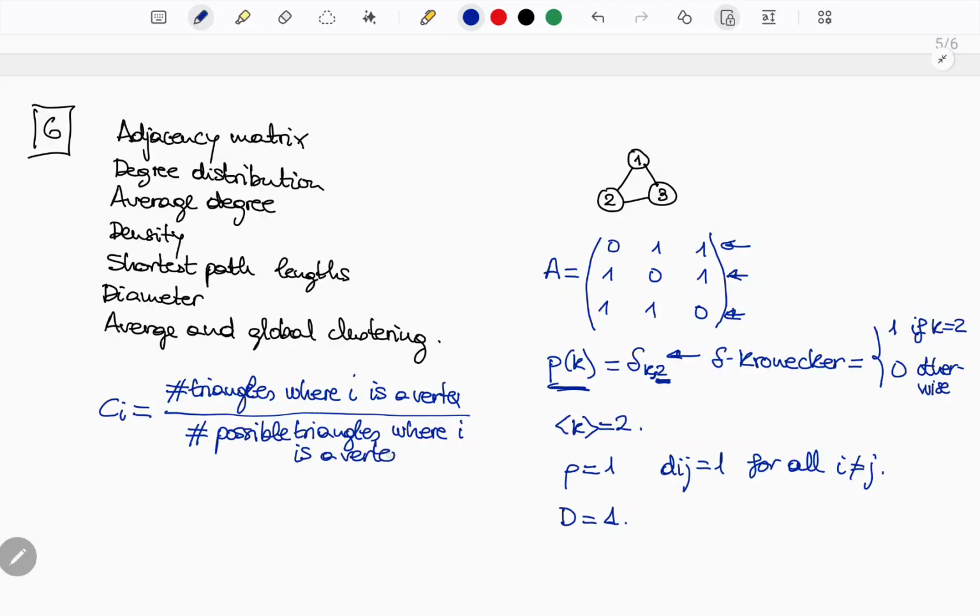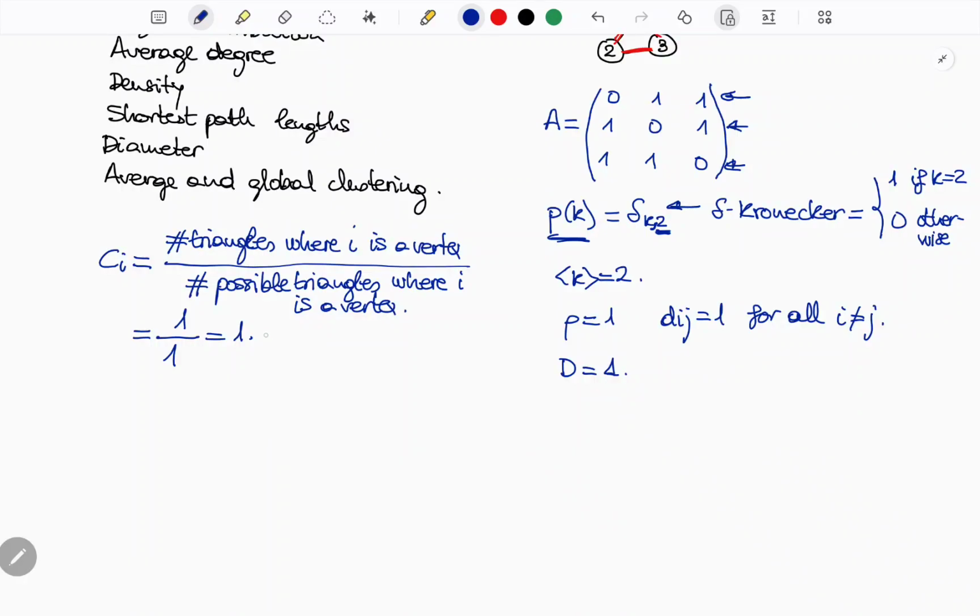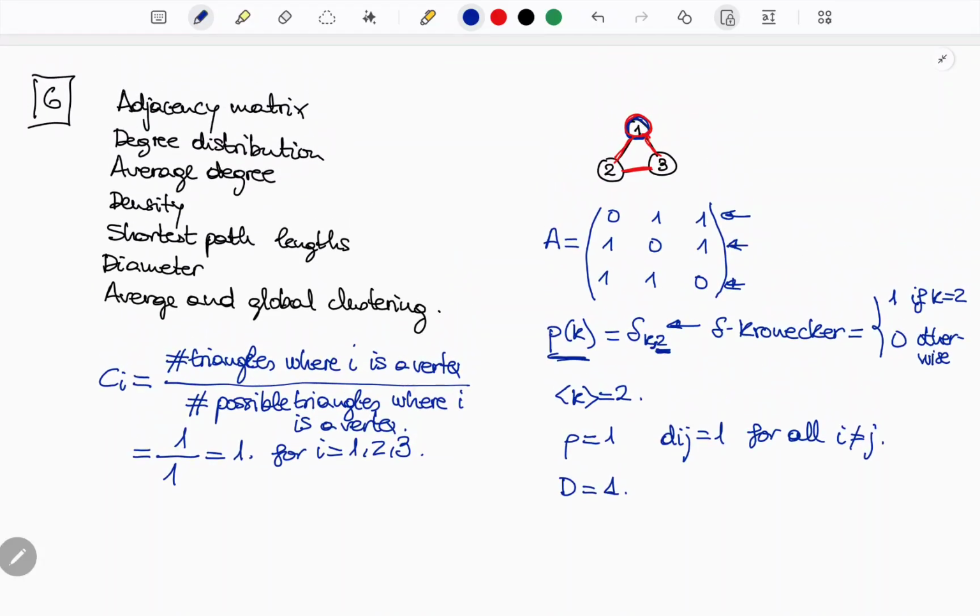In this case, since all nodes are connected to all nodes, if we pick node 1, for instance, then we see that it has 2 neighbors, and these 2 neighbors are connected between them. So the number of triangles connected is 1, and also the possible number of triangles is 1. So the clustering of node 1 is 1. But this is the case for all nodes, okay? So the clustering is 1 for i equal to 1, 2, and 3. So that's for all the nodes.